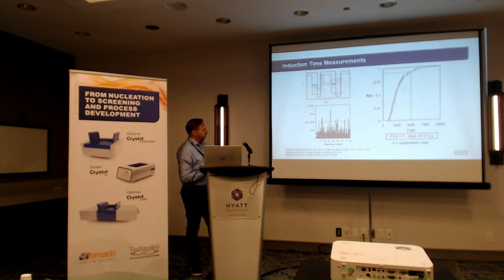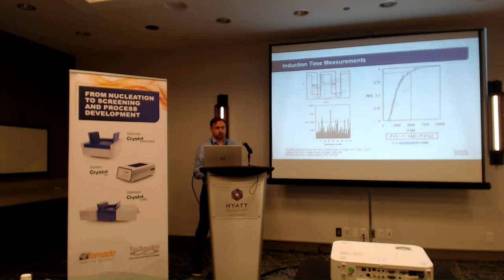We can then do a number of experiments. We can look at the spread of the induction times across a full range of data, and then plot that as the probability of crystallizing by time t against time. We then create a cumulative probability distribution, and that can be rearranged by fitting a line to give you J, the nucleation rate.